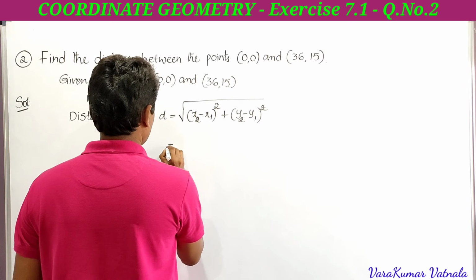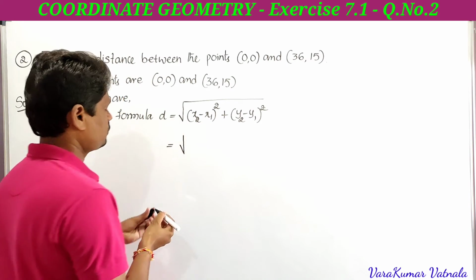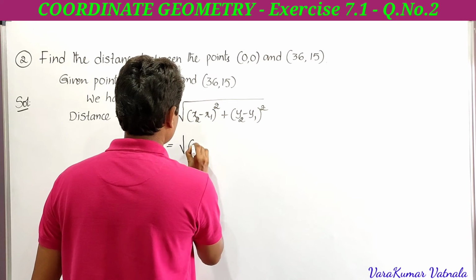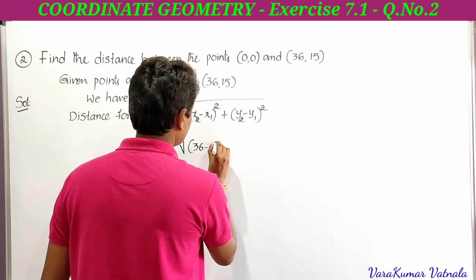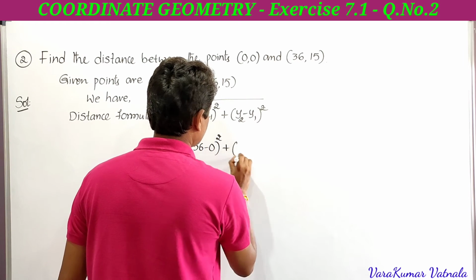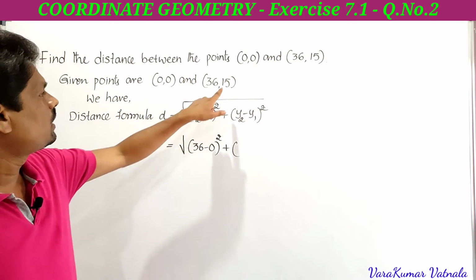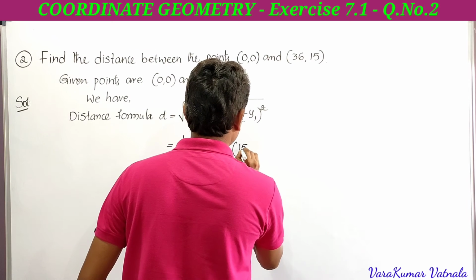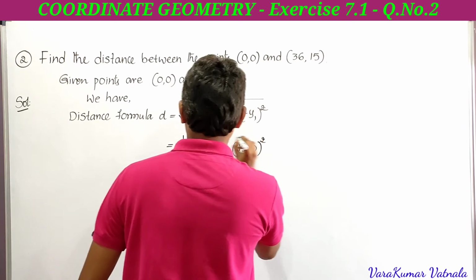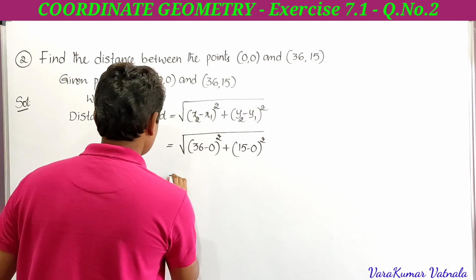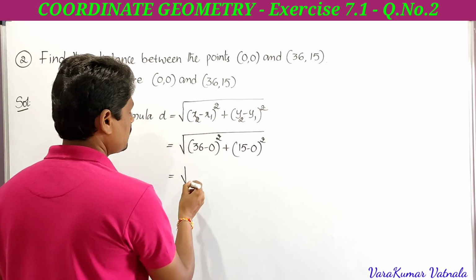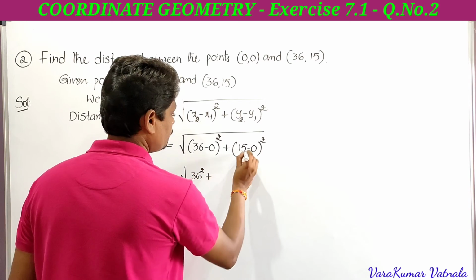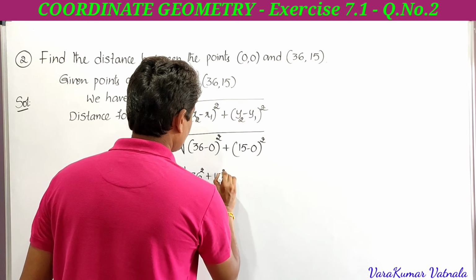See here, square root of x2 minus x1. x2 is 36, x1 is 0, so 36 minus 0 whole square, plus y2 minus y1 whole square. y2 is 15, y1 is 0, so 15 minus 0 whole square. Here 36 minus 0 is 36, so we get 36 square plus 15 minus 0 is 15, so 15 square.